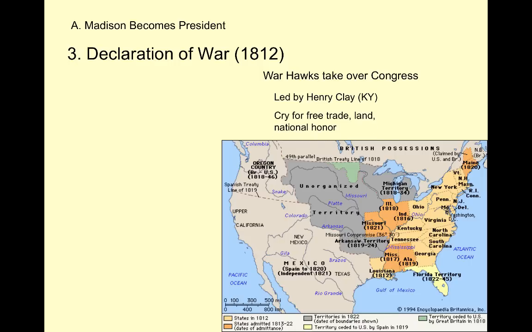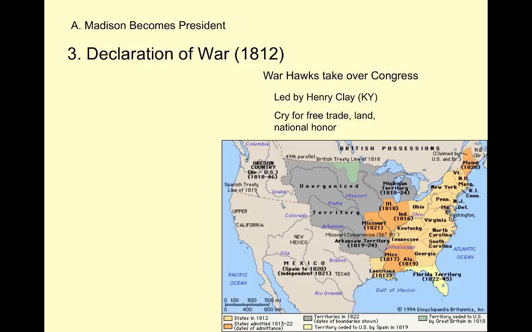Now, at this time, there are also people called doves who don't want the war, and we're going to find out who they are in just a second. But if we were to go back in time to 1812, we see some of the ideas percolating for war among the Americans: there's this cry for free trade, free land, and national honor. So let's talk about each one of those three things separately.